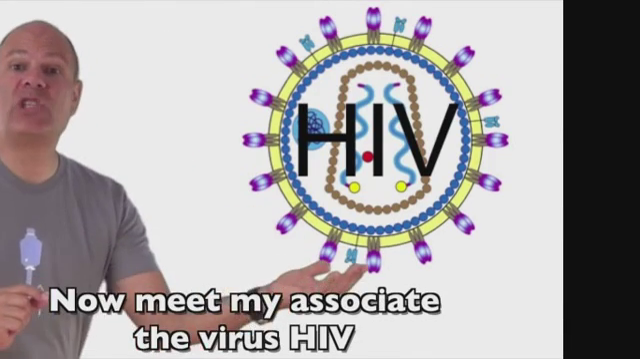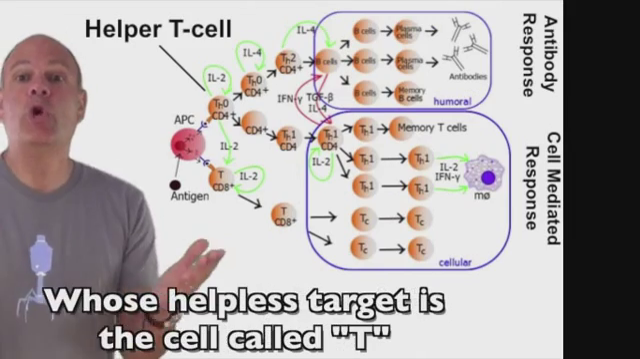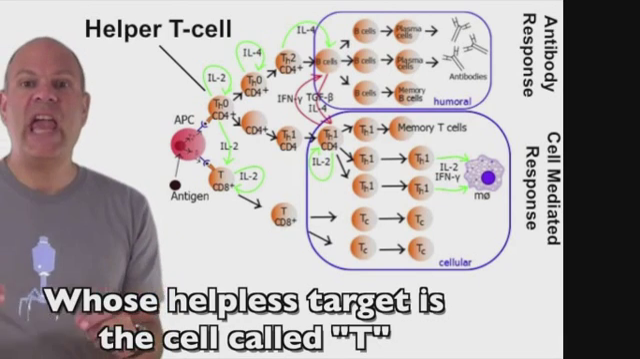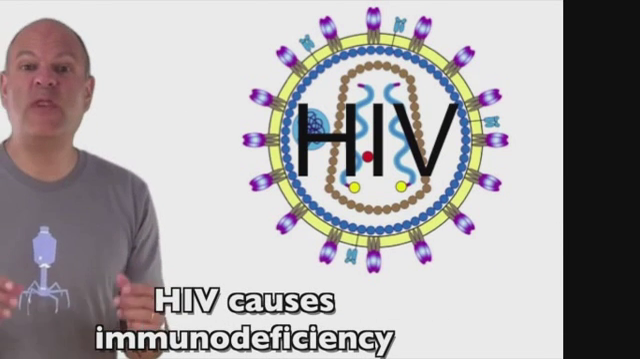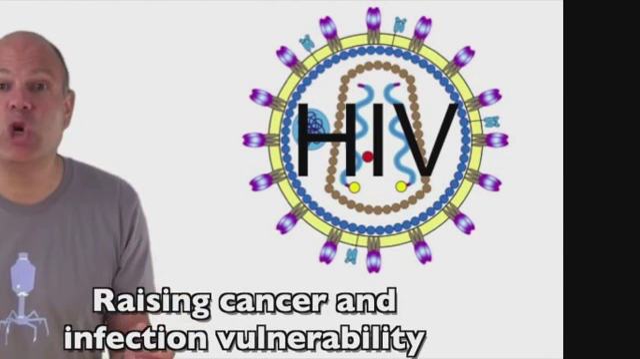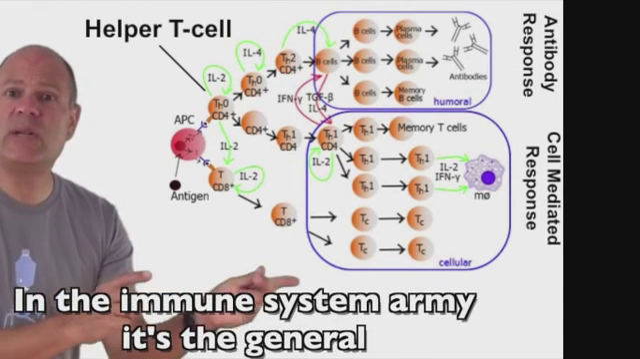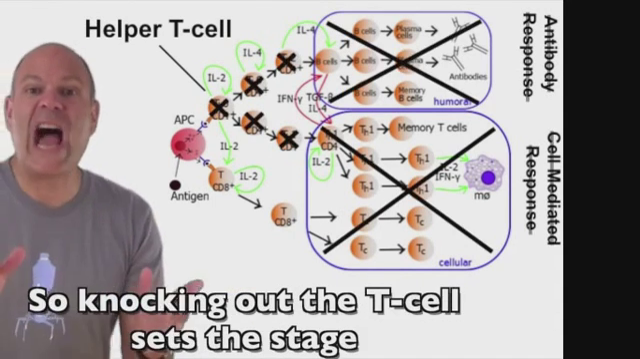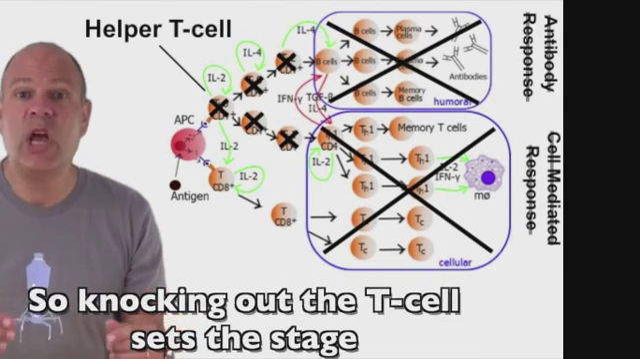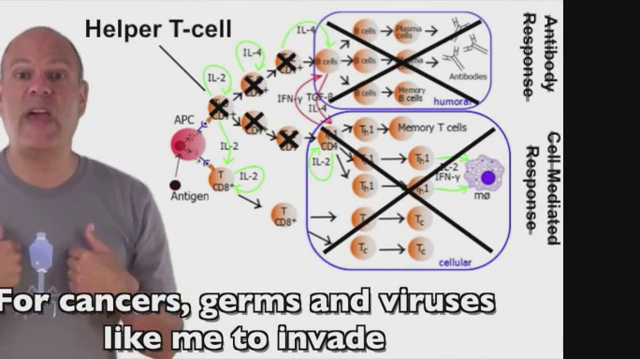Now meet my associate, the virus HIV, whose helpless target is a cell called T. HIV causes immunodeficiency, raising cancer and infection vulnerability. Remember that the T is an essential cell in the immune system army, it's the general. So knocking out the T cells sets the stage for cancer, germs, and viruses like me to invade.